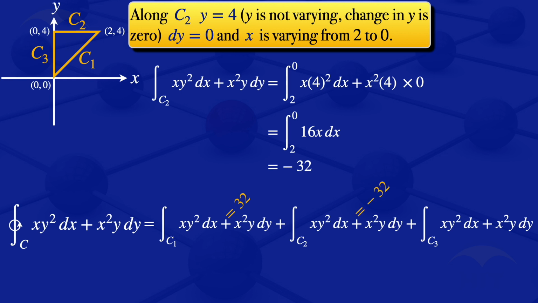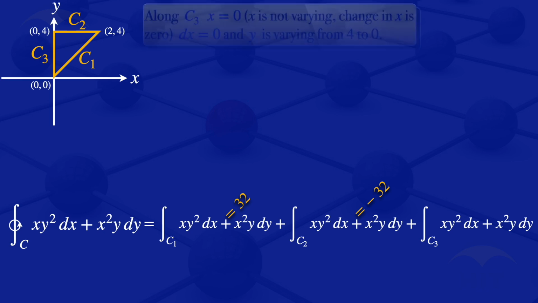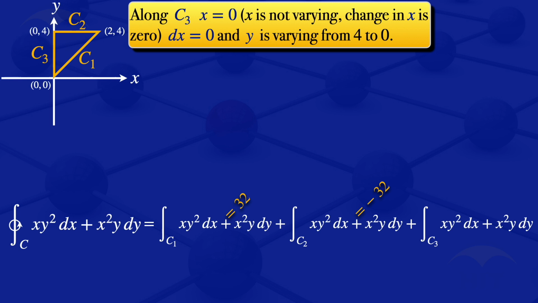We are now left with evaluating the integral along the curve C3. So along C3, what we see there is x is 0. It's not changing. Therefore, our dx will be 0. And our y is varying from 4 to 0. Remember, we are looking at it moving in the counterclockwise direction. So y is varying from 4 to 0.